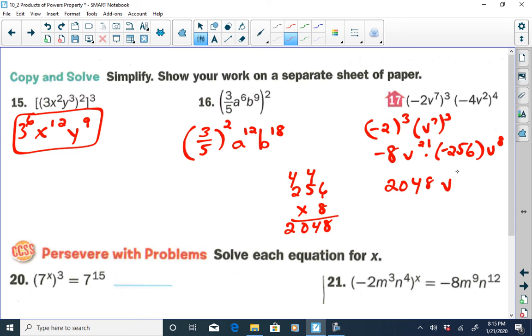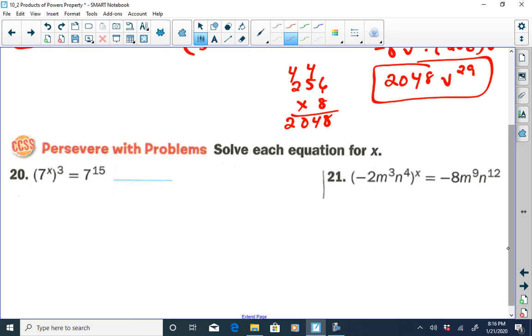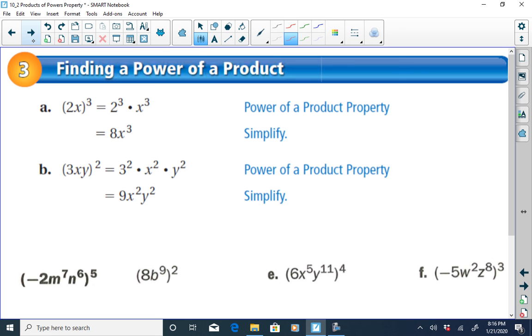That's going to be v to the 21 and 8. That's going to be 29, right? So that was a little tricky, but we could certainly handle that. All right, and let's see what we have. Oh, the last rule, which we kind of just played around with there. Should probably move my slides around a bit.